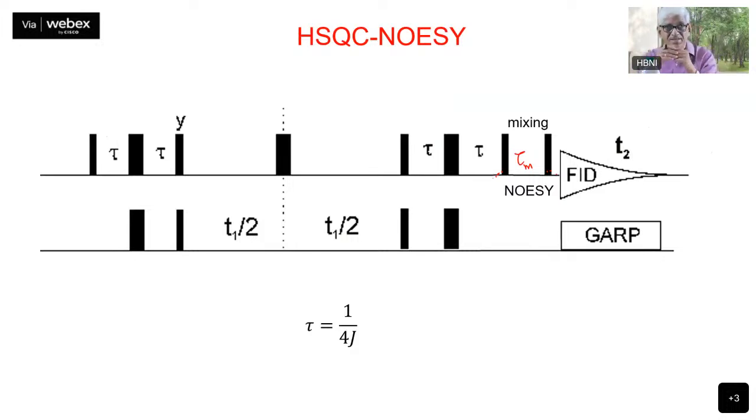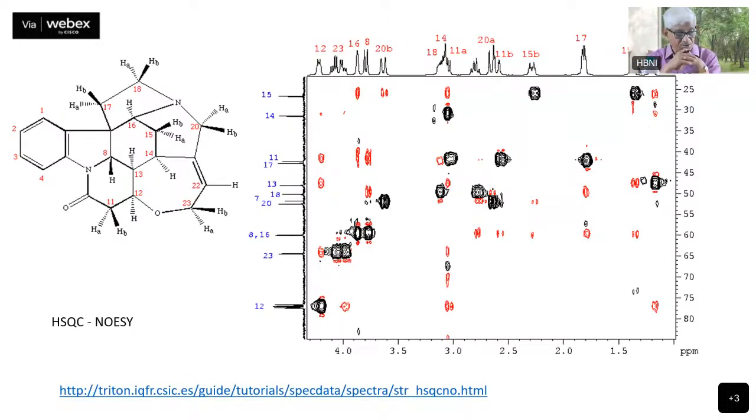The previous one has spin system connectivity information, and here you have the structural information, because this will tell you which protons are coming close by in space, and the rest of the thing remains the same. So here is an example of this particular molecule. This is HSQC NOESY. This is a small molecule.